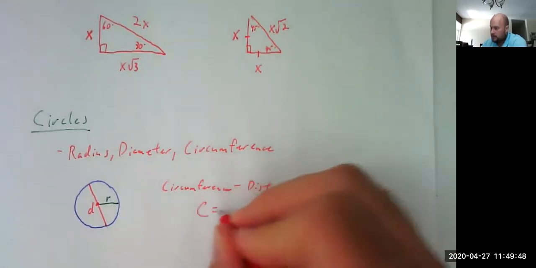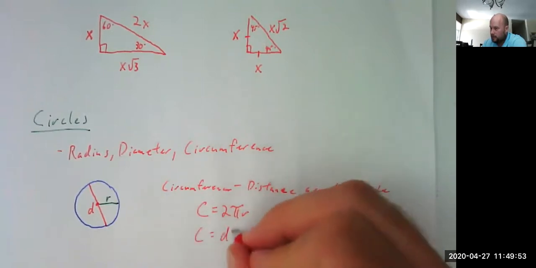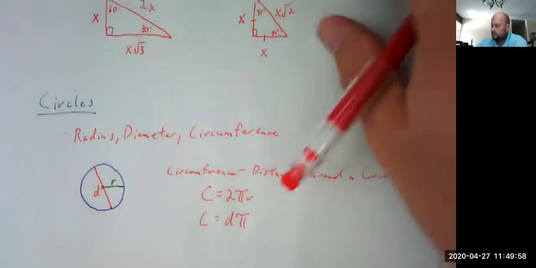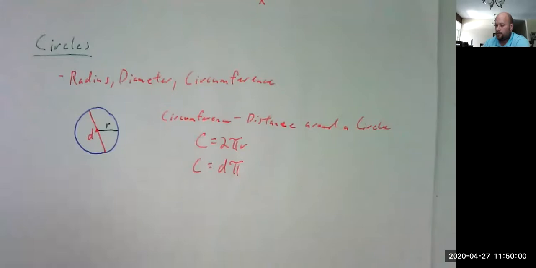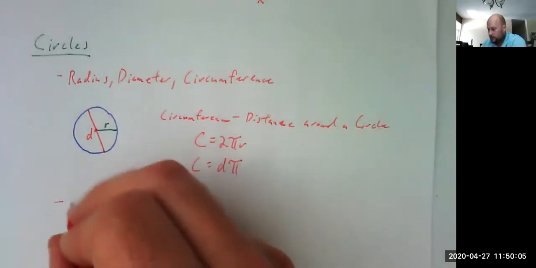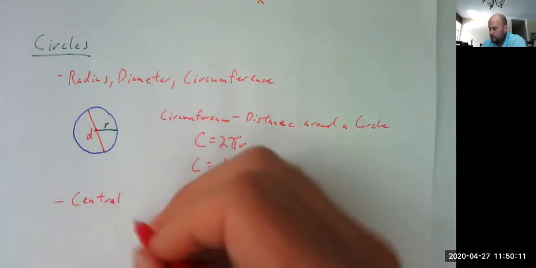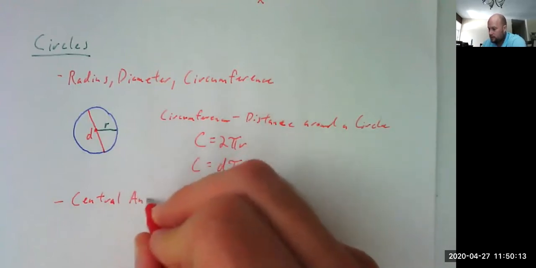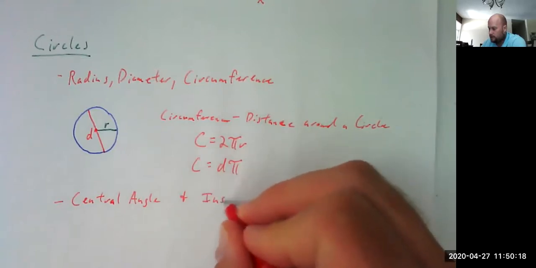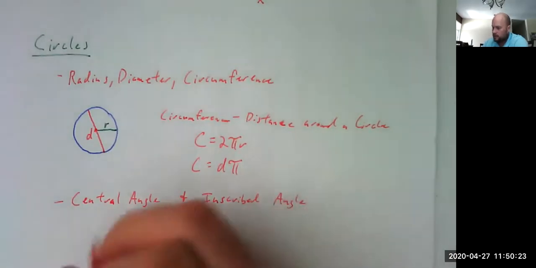And again, C equals 2 pi r and diameter times pi. For central and inscribed angles, this is probably a topic that if you're in geometry, you just covered. If you took geometry before, this should look familiar, but central angles and inscribed angles. Again, I'm not going to write out a whole definition. I'm just drawing a picture.